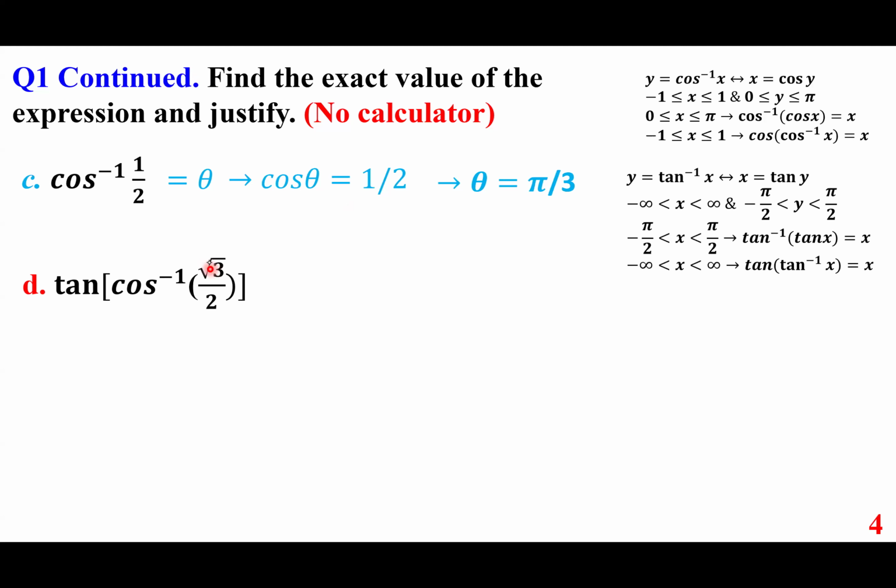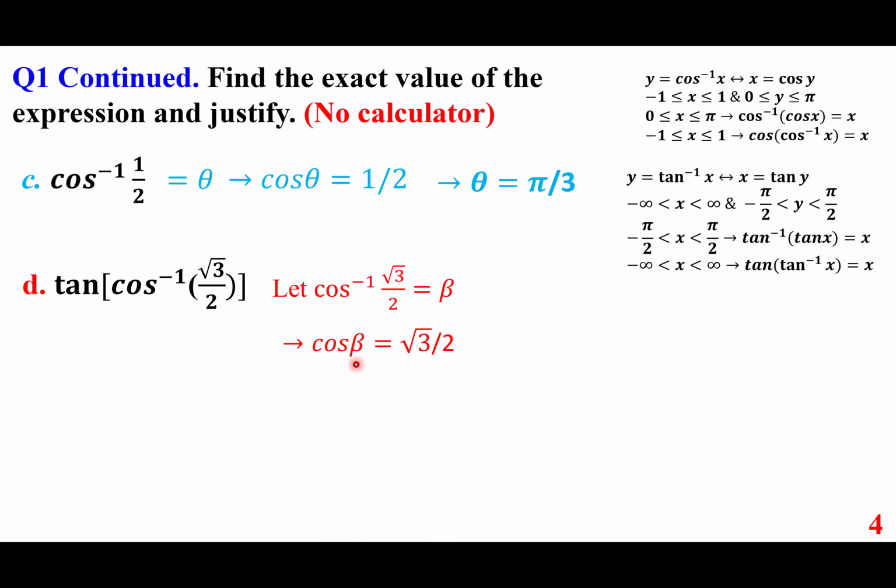Tan of cosine inverse of square root of 3 over 2. So understand this is some sort of an angle or arc. So let this be alpha, beta, gamma, you choose. By definition, as we just went over, cosine of beta must be square root of 3 over 2. That's a common arc.